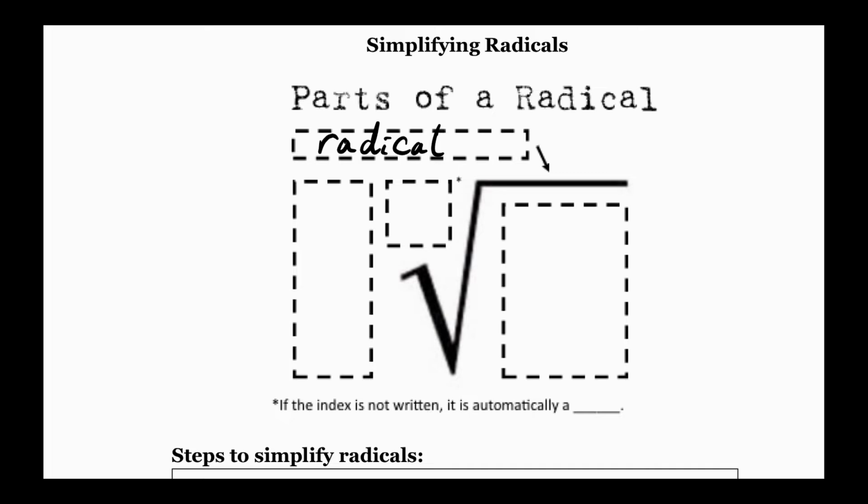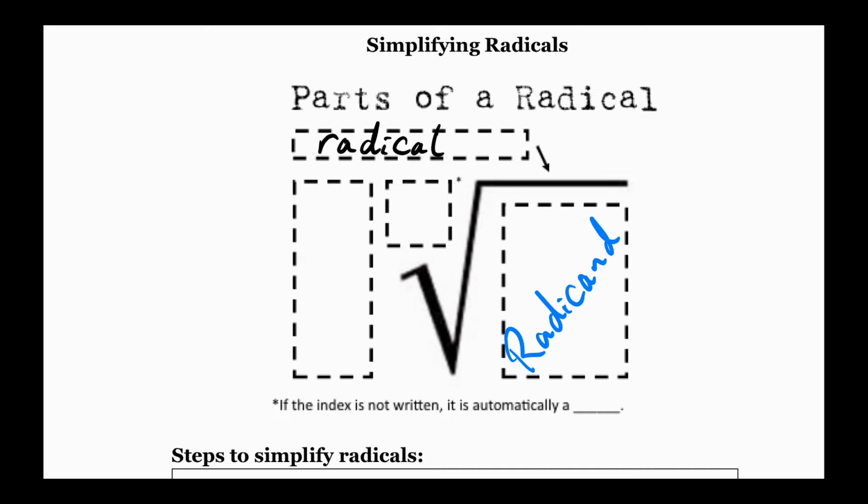Okay? The number on the inside. There is a number on the inside. The number on the inside is called, it's on the board, the radicand. Radicand. Okay? That's the number we're going to try to simplify today, whatever it is.